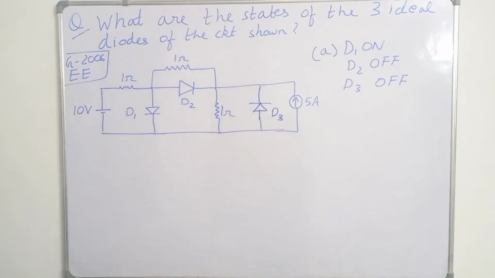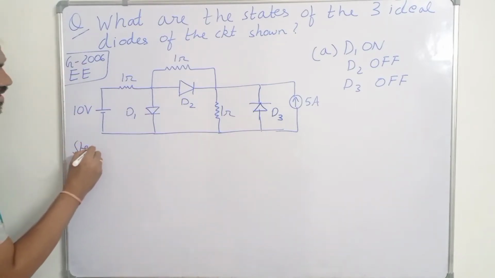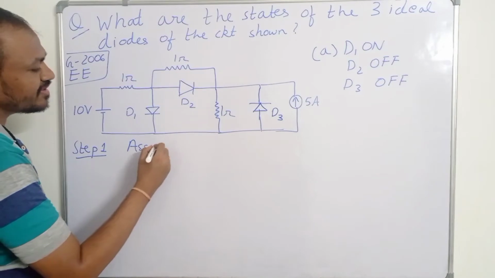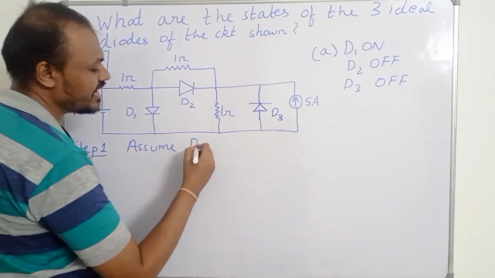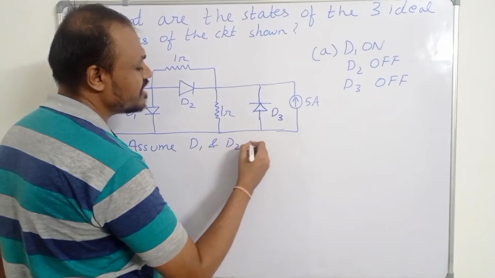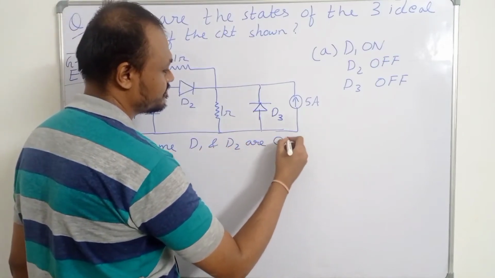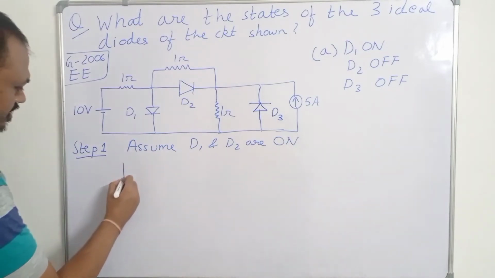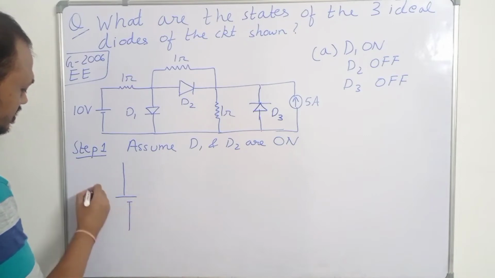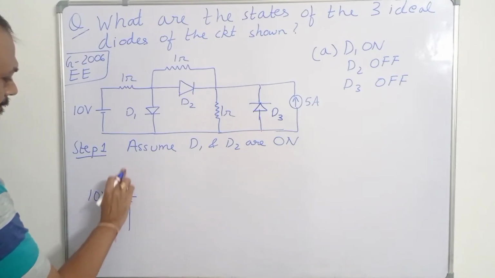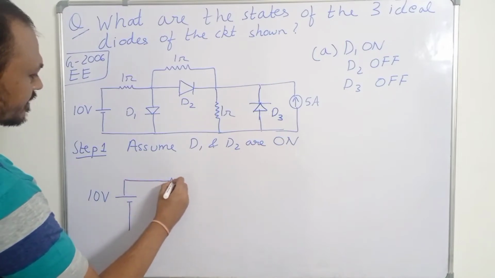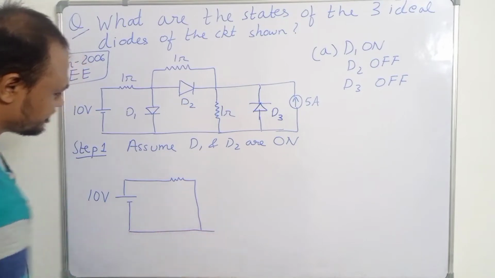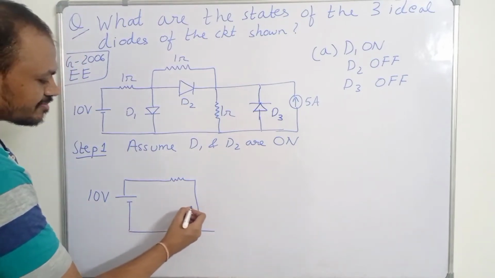In step one, we assume diode D1 is on and D2 is also on. So D1 and D2 are on, and they can be replaced by a short circuit. Let me redraw the figure. This is 10 volt. This is 1 ohm. This on diode is replaced by a short circuit.